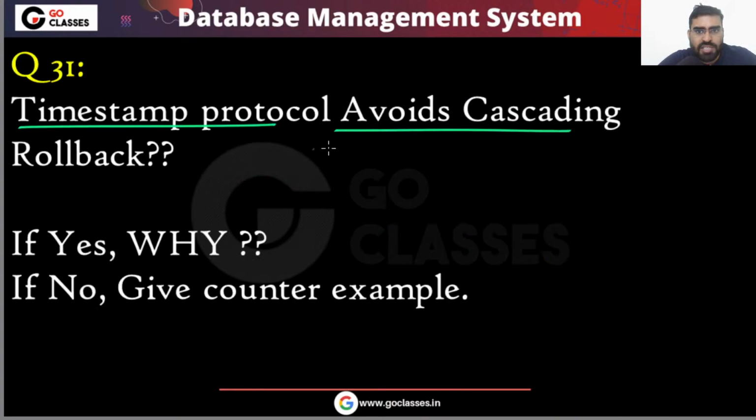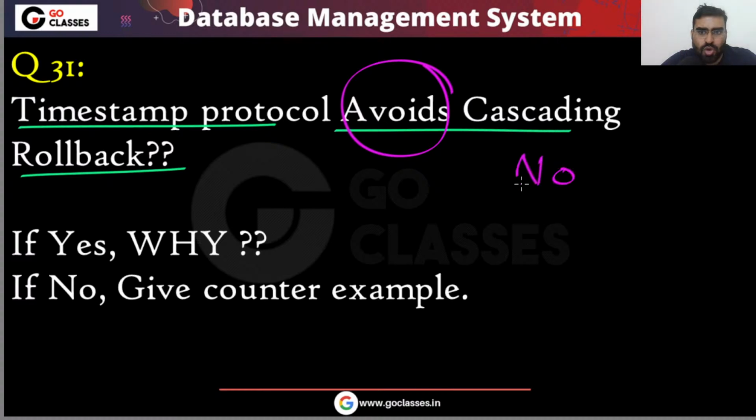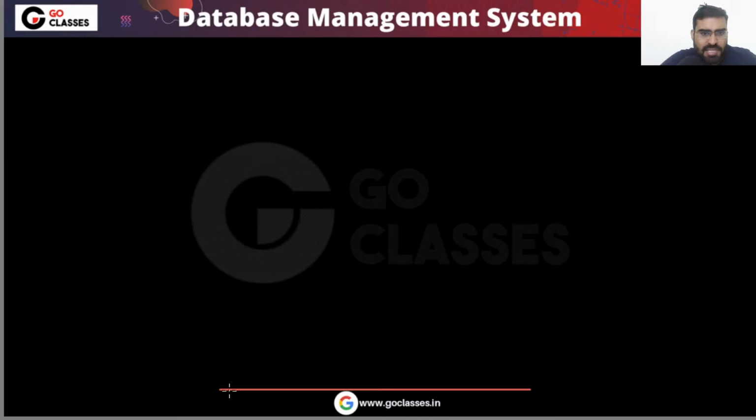Timestamp protocol avoids cascading rollback. Is it true? Tell me, you have your timestamp protocol, does it avoid cascading rollback? Again, the answer is no. It does not avoid cascading rollback. You can easily give a counterexample.